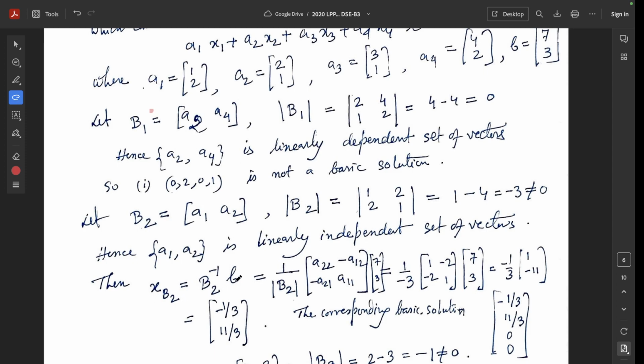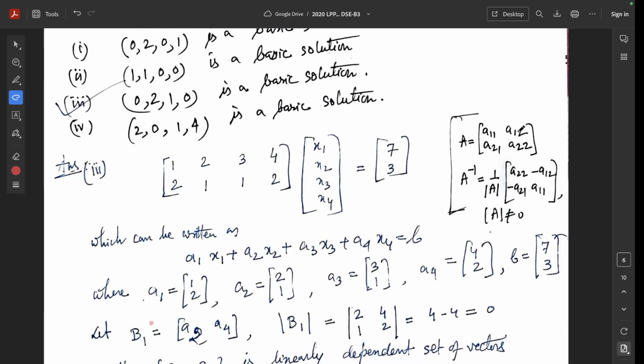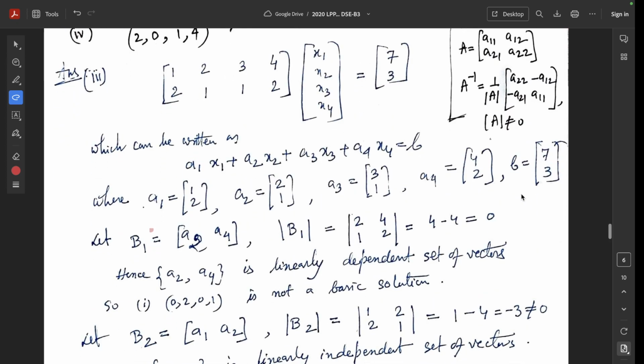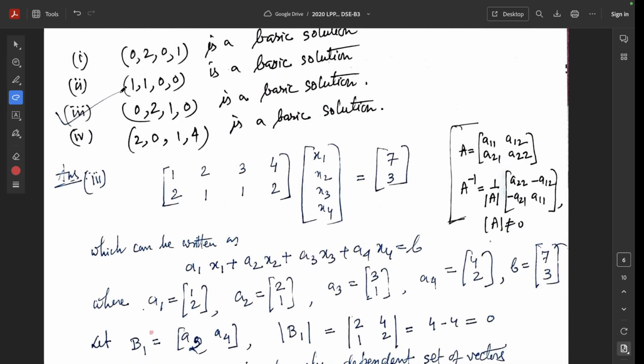This is B2 inverse B. For a 2 by 2 matrix with entries A11, A12, A21, A22, A inverse equals 1 by the determinant, with the diagonal elements interchanged and the sign of the off-diagonal elements changed. So A22, A11, minus A12, minus A21. This is the formula. So we get XB2 equal to -1 by 3, 11 by 3, and the corresponding basic solution has this x1, this x2, and the other two, x3 and x4, equal to 0 as non-basic variables. So this is the corresponding basic solution. But this is the solution, not this.